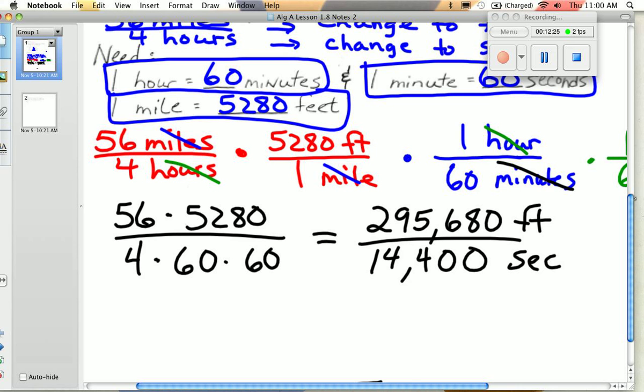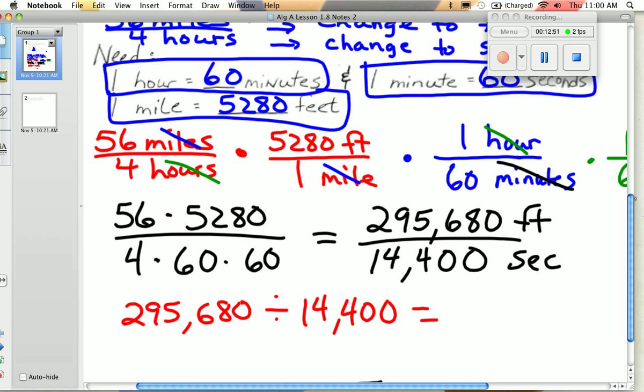So for 295,680 feet, it's 14,400 seconds. But we want it per 1 second. Now's when we want to get our unit rate. So remember what was our step yesterday? You're going to show me this before you put it in your calculator. 295,680 divided by 14,400, and what do we get?